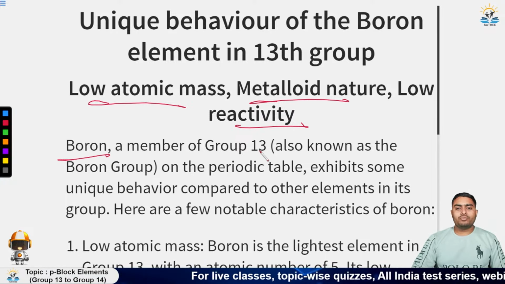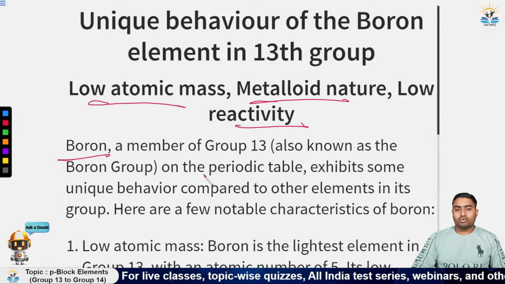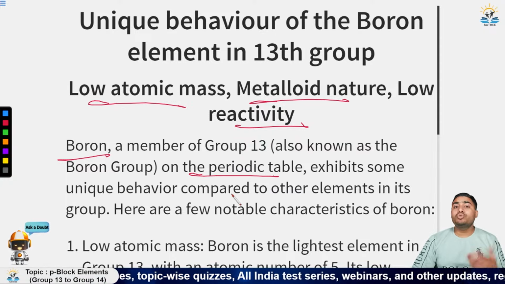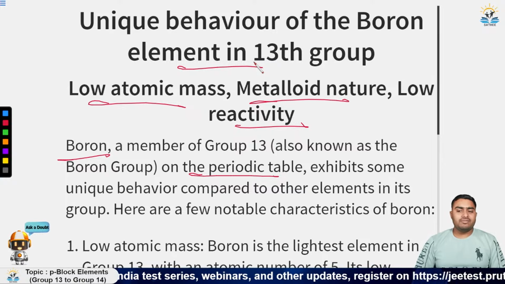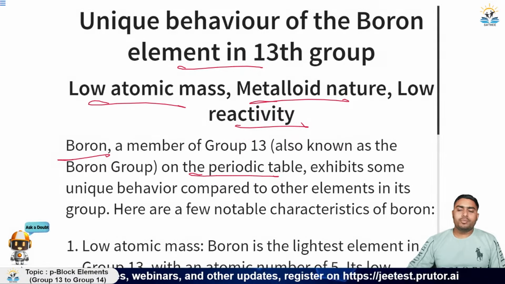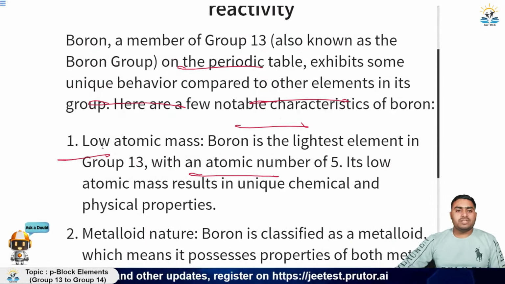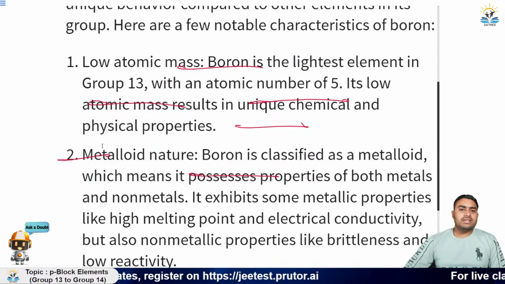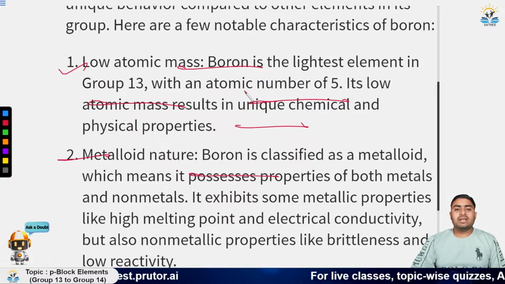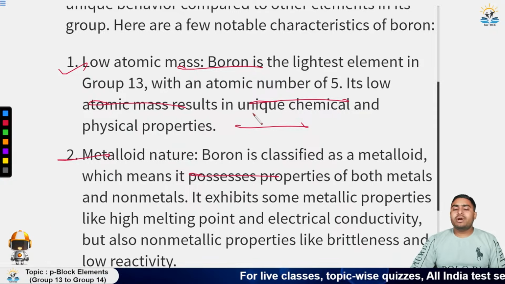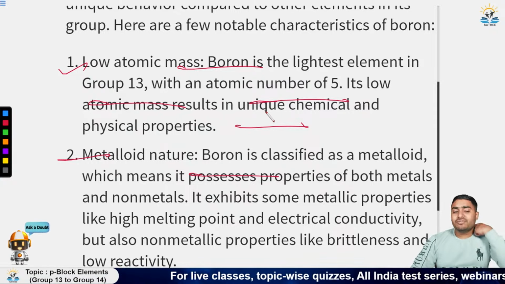Boron is a member of group 13, also known as the boron group, on the periodic table, and exhibits some unique behavior. So what is the unique behavior of the boron element in the 13th group? Then we will be discussing the 14th group. So the first point here is low atomic mass. You can see boron is the lightest element in group 13 with an atomic number of 5. Its low atomic mass results in unique chemical and physical properties.